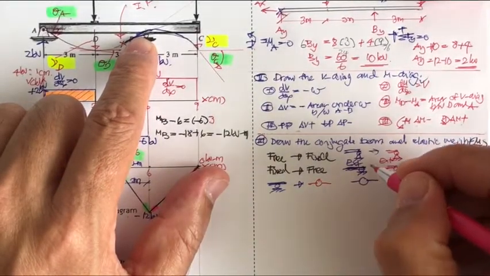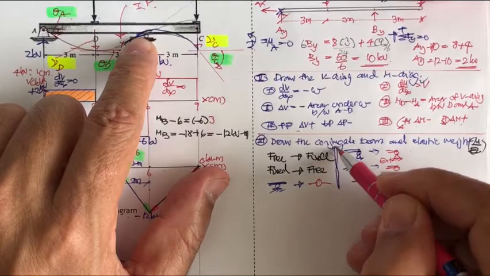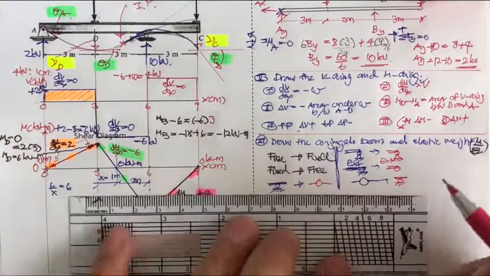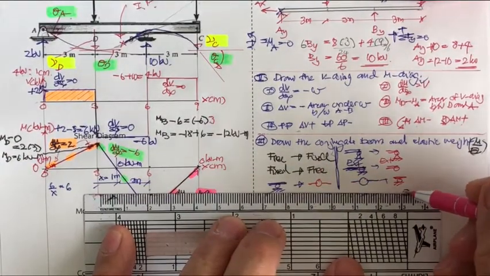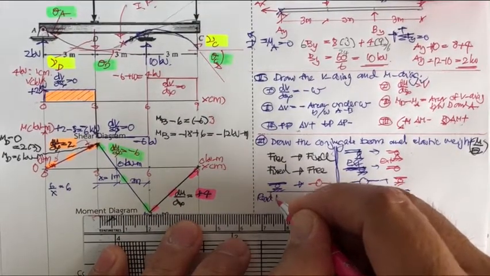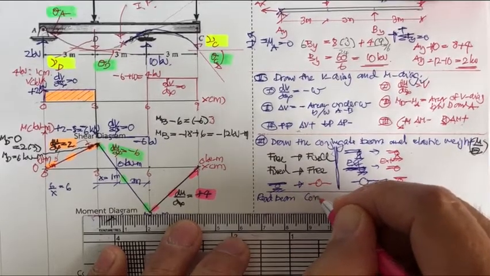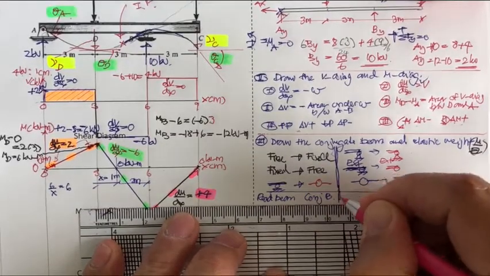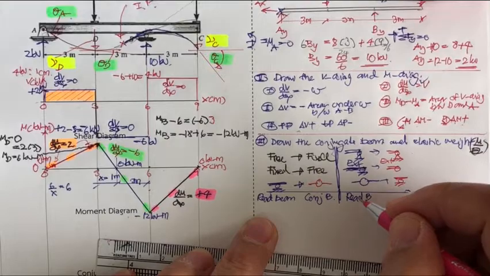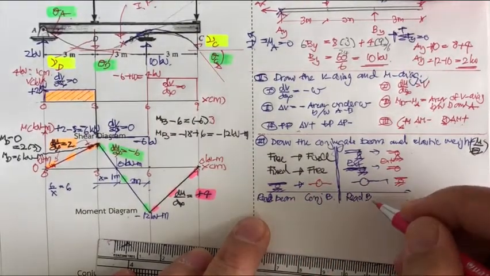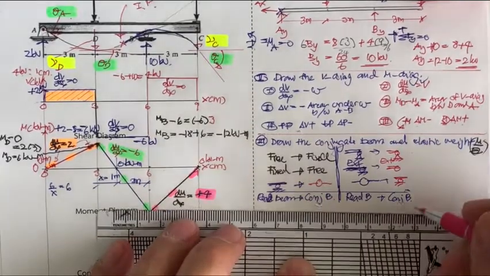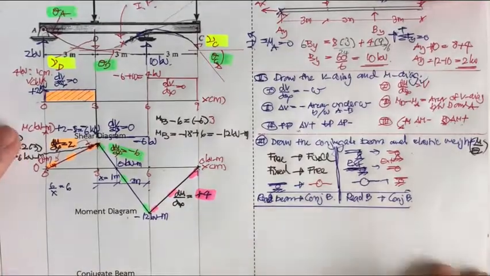Okay, let's say the one on the left is going to be the real beam, and this one is for the conjugate beam. Okay, this one, let's just put this one. This is the real beam, and this is for the conjugate beam, and this also the real beam, and this is going to be the conjugate beam. Okay, that is going to be the guideline, so you can draw this.